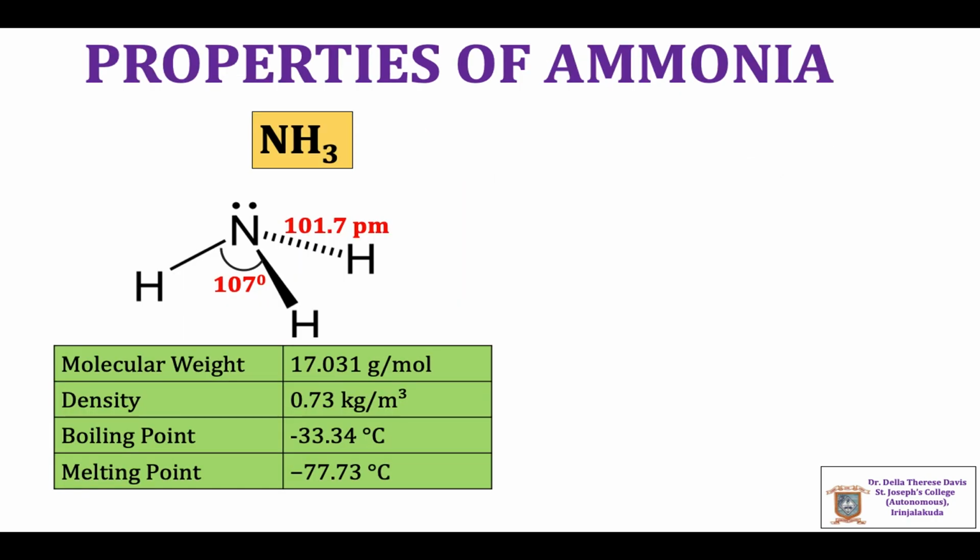Coming to the physical properties of ammonia, the central atom nitrogen is sp3 hybridized. The 3 hybrid orbitals overlap with the 1s orbital of hydrogens, and the lone pair occupies the 4th sp3 hybrid orbital. The molecule has a deviation from the tetrahedral angle because the lone pair bond pair repulsion is greater than the bond pair repulsion. It has a pyramidal structure with the bond angle 107 degree and NH bond length 101.7 picometer.